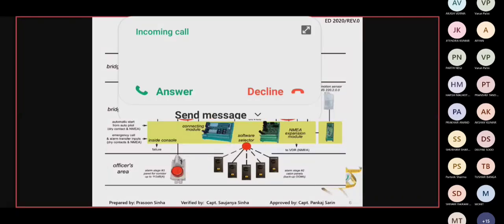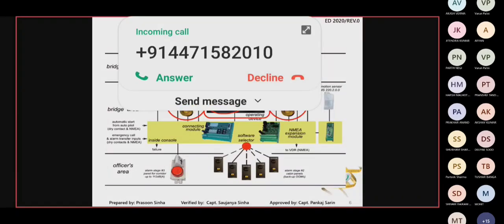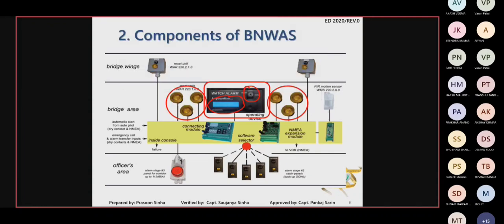So there are multiple reset points available in the bridge. So that one step this side, one step that side, the reset point is available. So these are basically the reset points. The yellow color indicates the BNWAS switch. Also, there is a bulb or LED inside that can glow in a given condition, and these reset points can show visual indication.